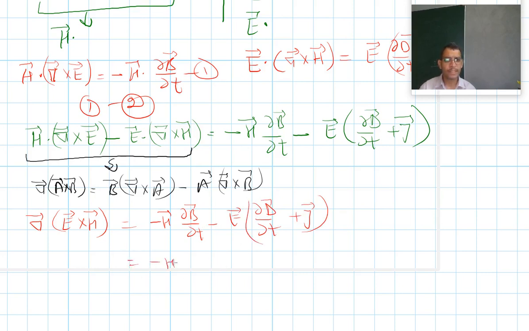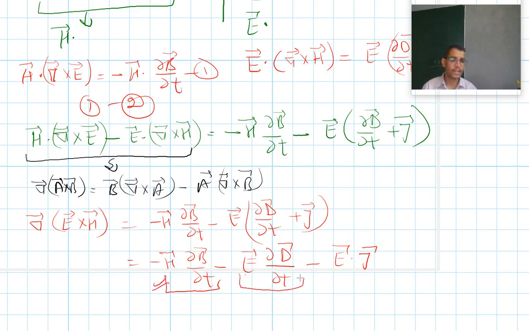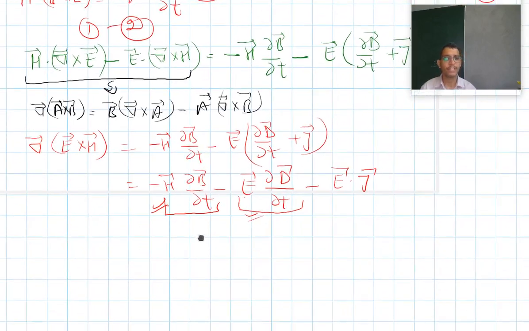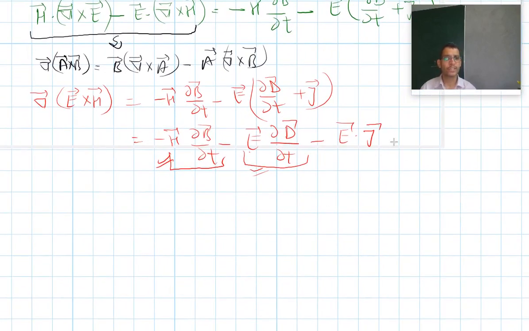So it can be written as H curly B over curly T, minus E curly D over curly T, plus, not E, but it will also become minus E dot J, right? That's what we are getting here. So let us take these two terms separately. First of all, let us consider this, and then after this let us consider this, and let us simplify these two, and let us call this equation number 3.